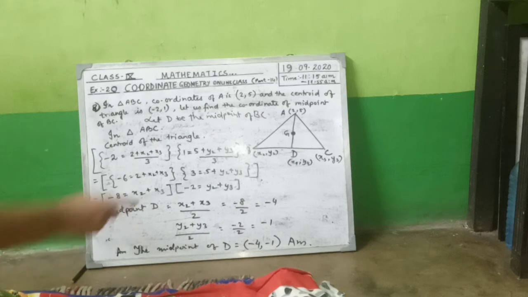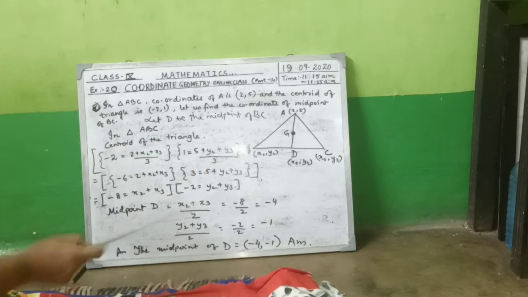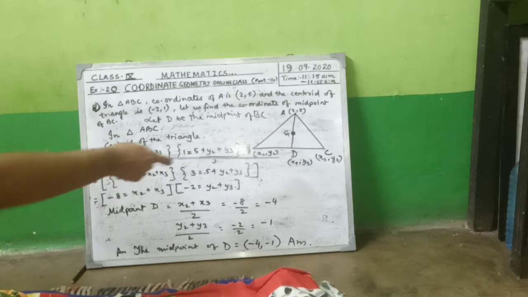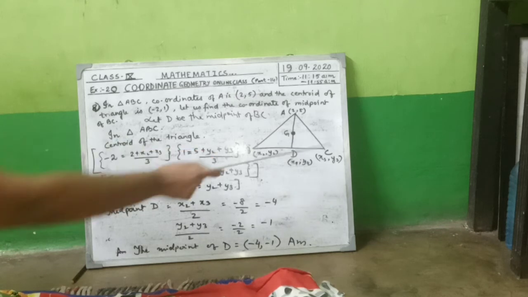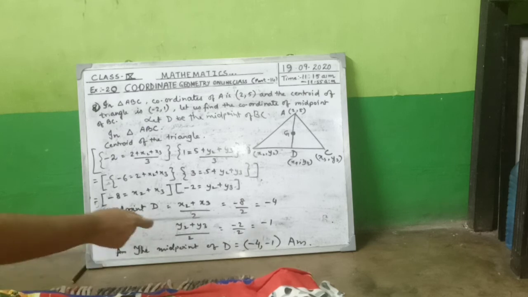Now we are asked to find the coordinates of the midpoint D. What is the coordinate of midpoint D? The abscissa is x2 plus x3 divided by 2, and the ordinate is y2 plus y3 divided by 2. So we know that x2 plus x3 is equal to 4. That divided by 2 will give you 2.